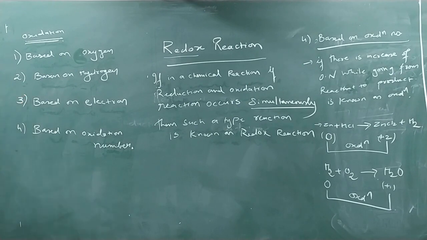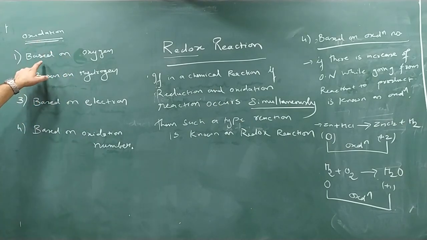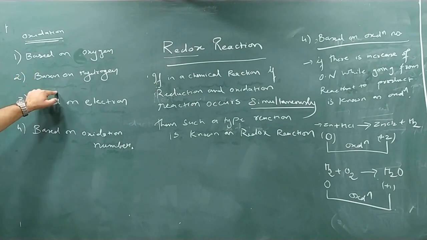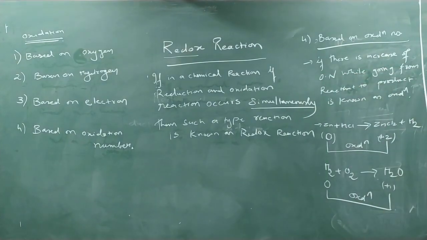Similarly, now we will discuss reduction. Same, based on oxygen, based on hydrogen, based on electron, and based on oxidation number. You can remember one thing here: based on oxygen and based on hydrogen, I told for the oxidation that adding of oxygen or removal of hydrogen when going from reactant to product is known as oxidation. In reduction, it will be reverse. So we will see the reduction portion.